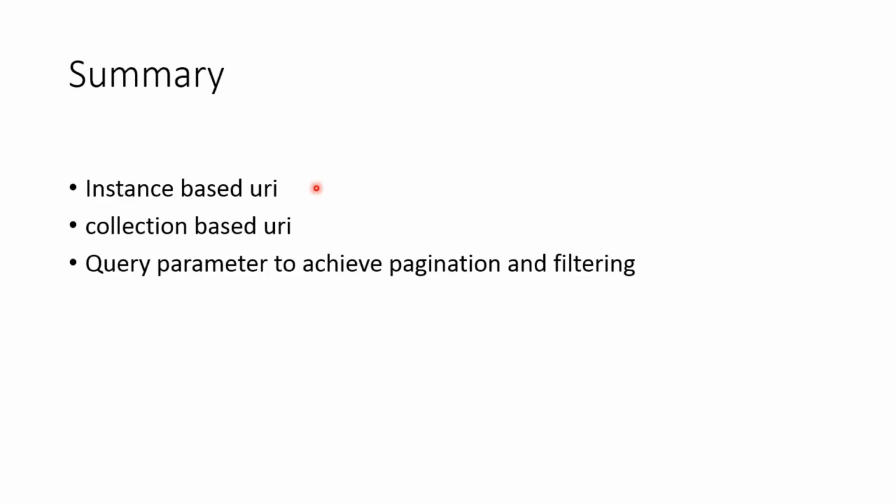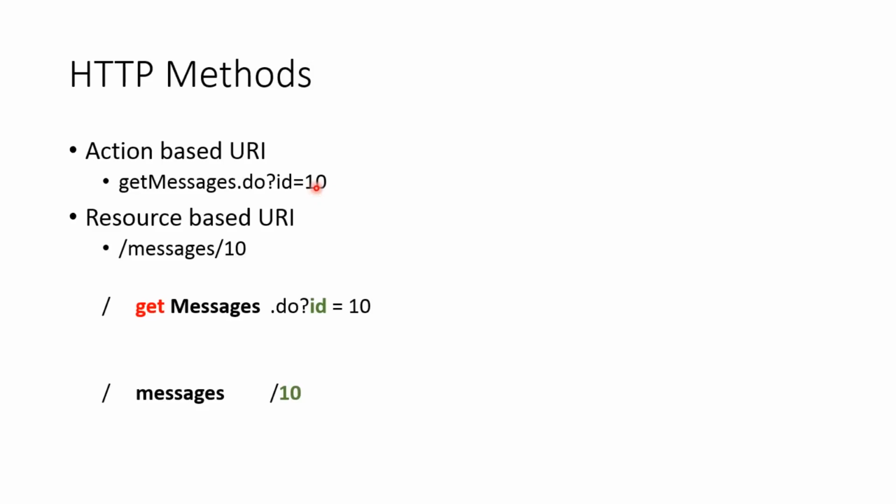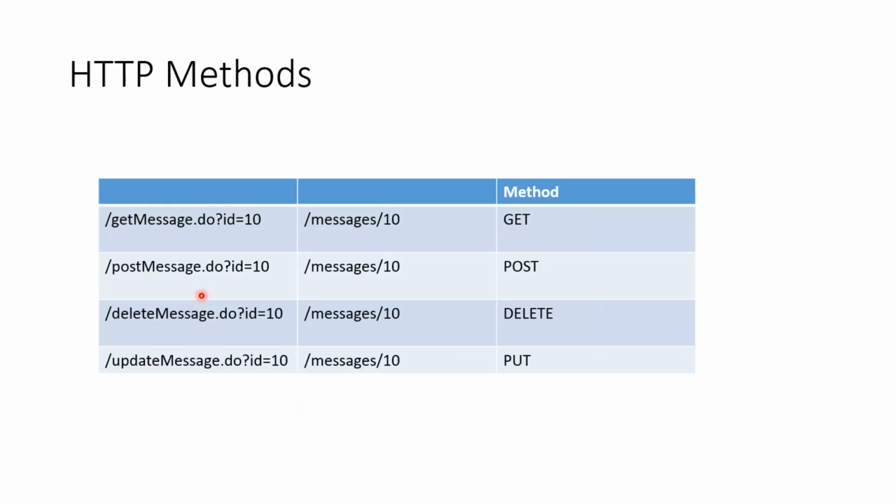So you have got instance-based URI, which is a specific resource. Collection-based URI is where you get the complete collection, and query parameters are used to achieve pagination and filtering. Now HTTP methods. We have get. So this is the action-based URI and this is the resource-based URI. In the action-based URI, you will get messages.do?id=10, and in the resource-based URI, get message/10. Now, the types of methods you have are get, post, delete, and put.